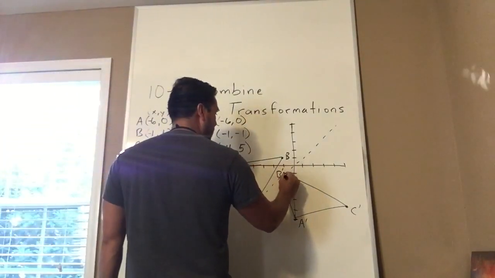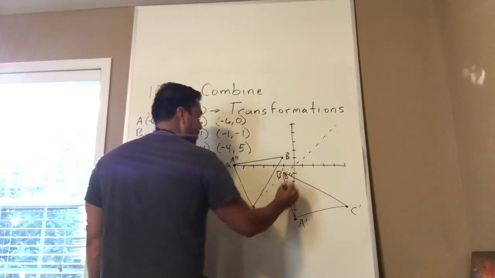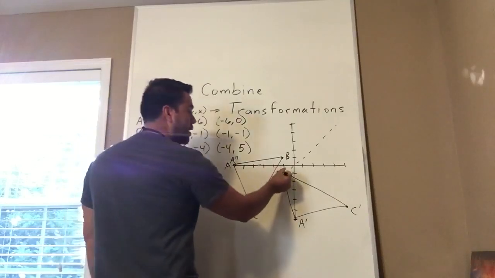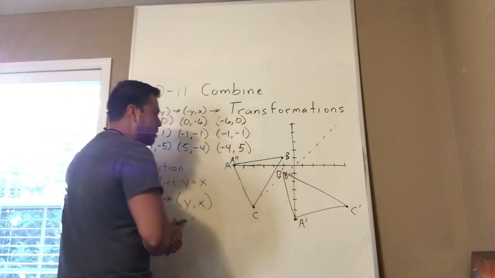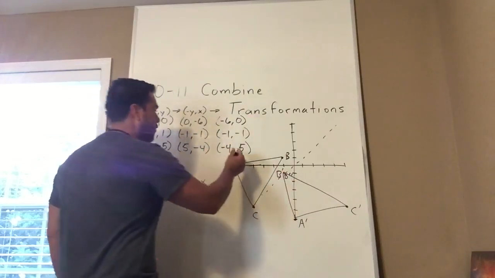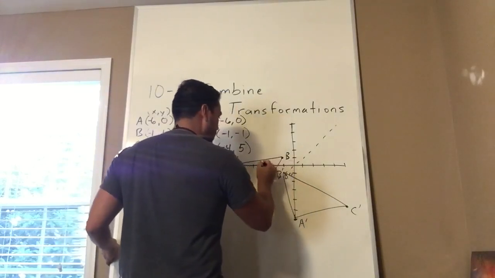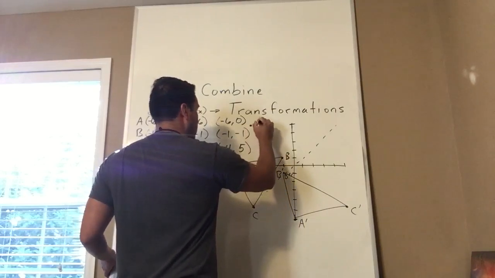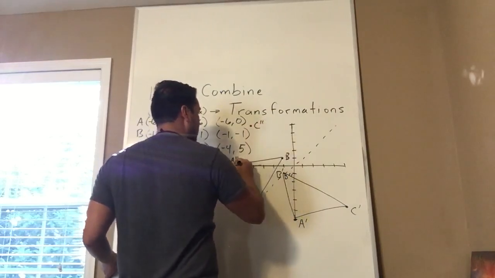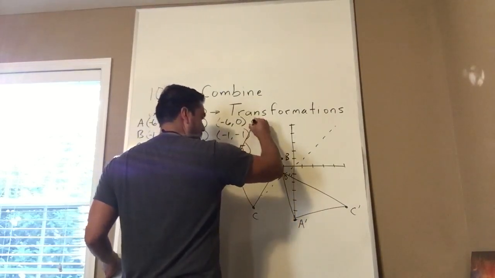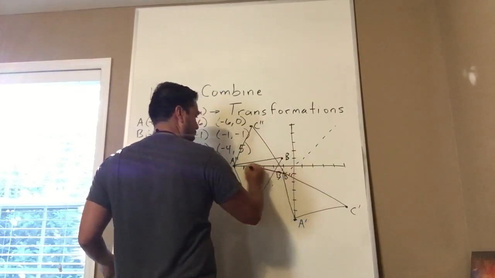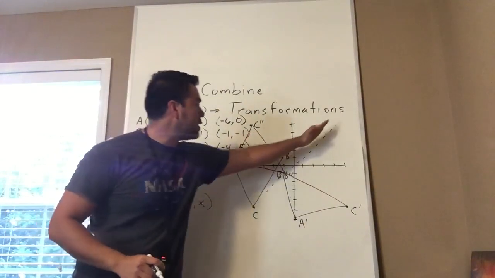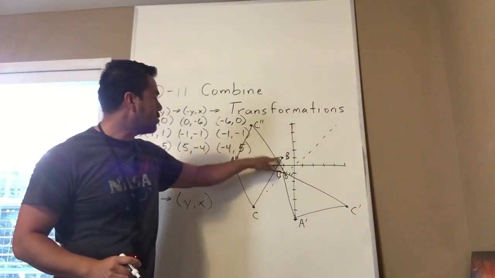-1, -1. That's my B double prime. And notice that's where B prime was. So B prime didn't move. And then -4, 5. That's going to be my C double prime. And let's connect these. So you see that one got reflected on this line, and this is the new location.